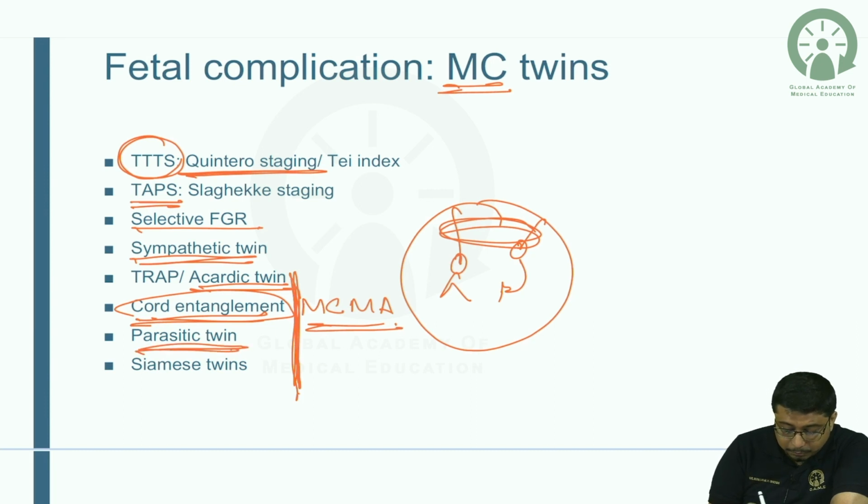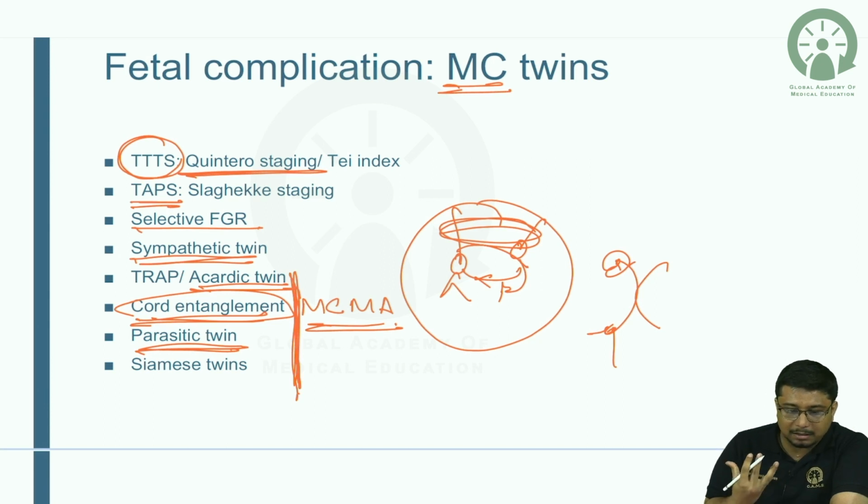So parasitic twin is one twin, instead of the placenta, gets attachment and nutrition from the other twin, and the Siamese twins are attached either back to back or heart to heart or head to head, but they are the same cell mass.